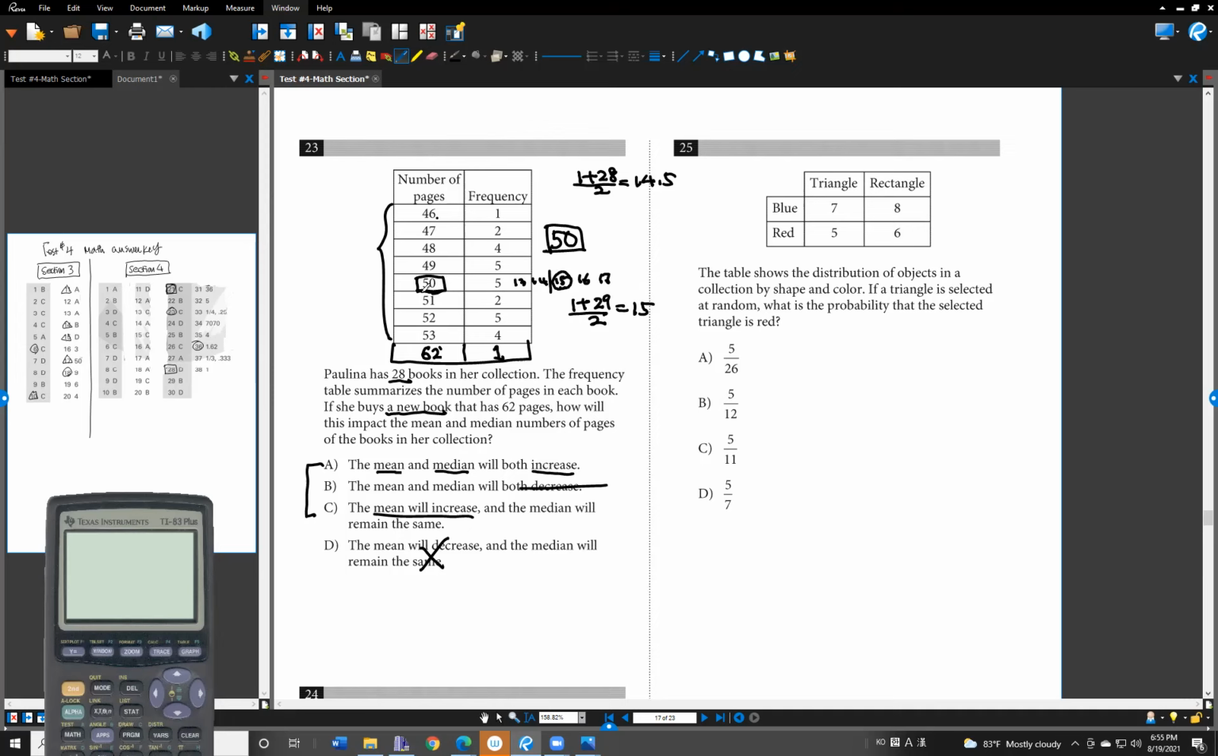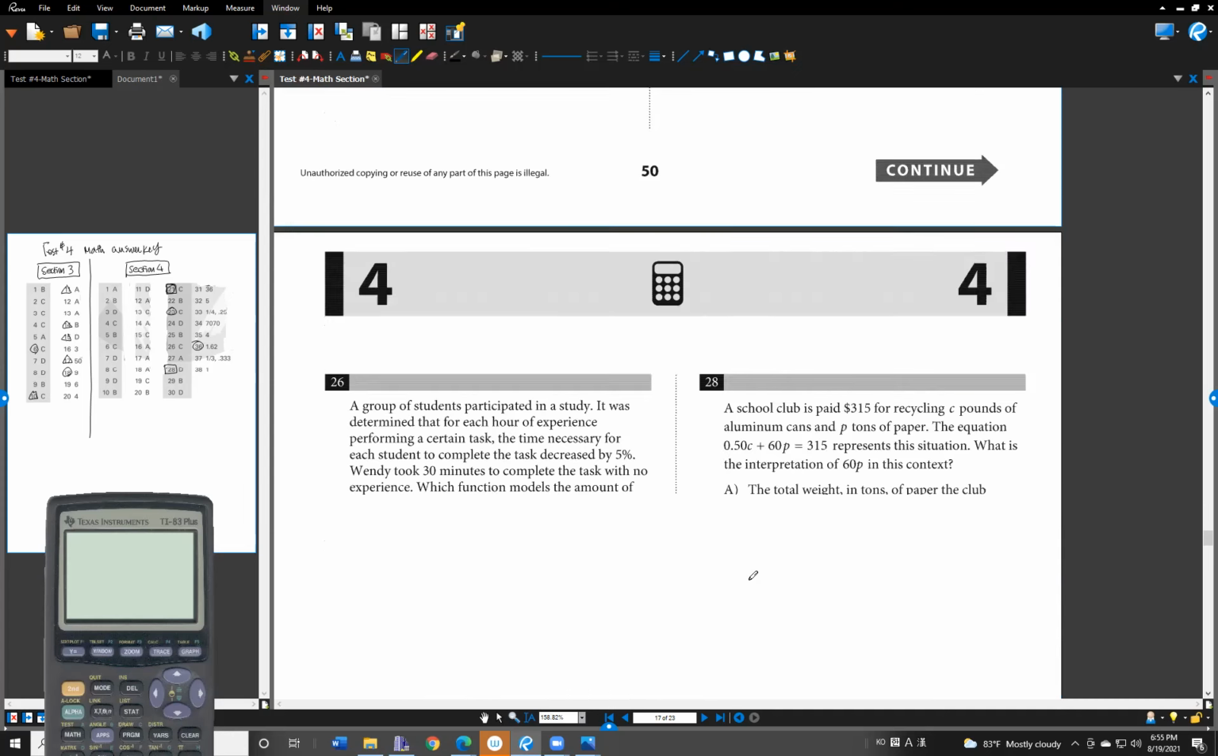The mean will be increased, definitely. We know that, right? This number is the highest of the page numbers. The mean will be increased, but the median is still 50 pages. Okay, choice C is the answer. That is number 23. Now move on to number 28.